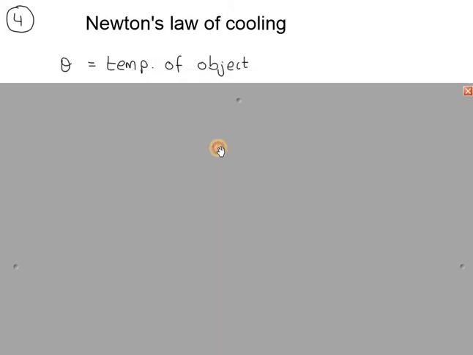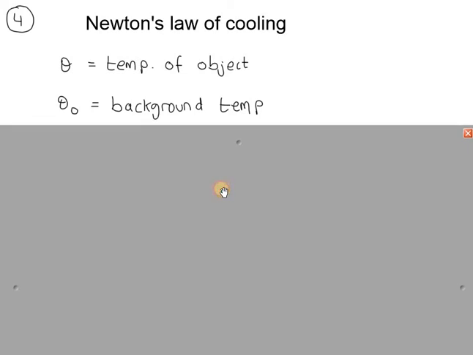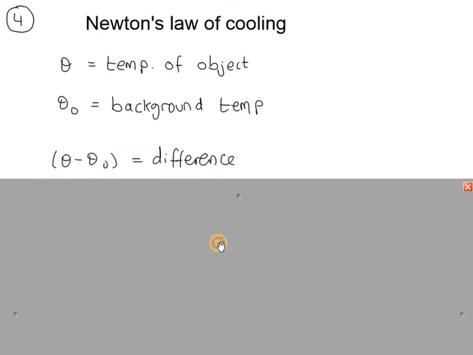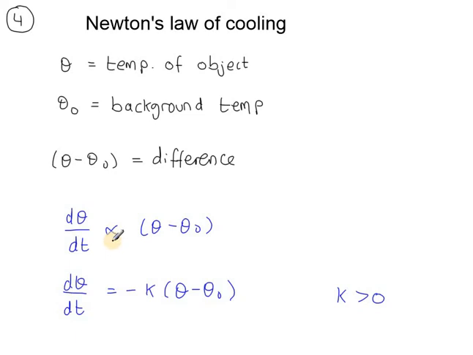Newton's law of cooling. So we have the temperature of an object and background temperature, like room temperature, and the difference between the temperature of the object and the background temperature, theta minus theta naught. And the rate of change of temperature with respect to time is directly proportional to that difference in temperatures. And then introducing the constant of proportionality and writing a differential equation. And because the temperature will be falling, we need a minus here.